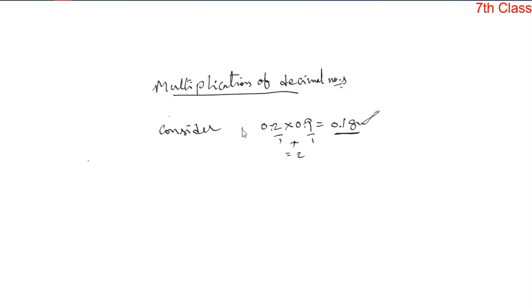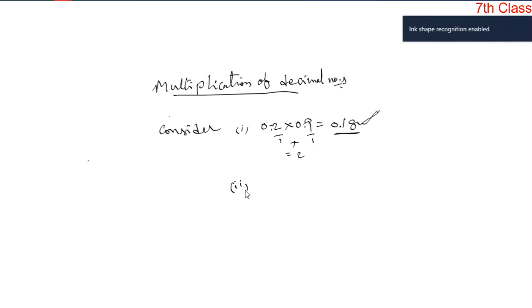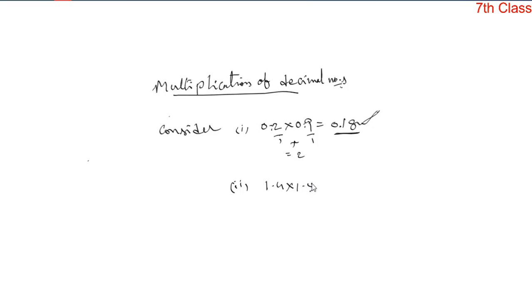So consider another example. This is the first one, and now the second one is 1.4 into 1.5. Here how many digits are there? 1. Here 1. So count the digits, 1 plus 1. How many digits are there in the decimal part? 2 digits are there. Now you multiply them as whole numbers. 14 15s are how much? 14 into 15, which is equal to 210.